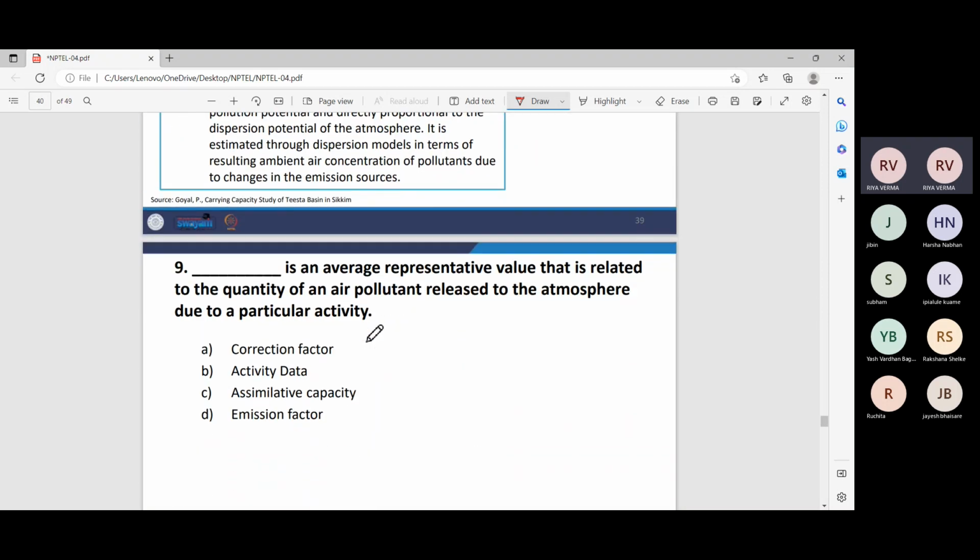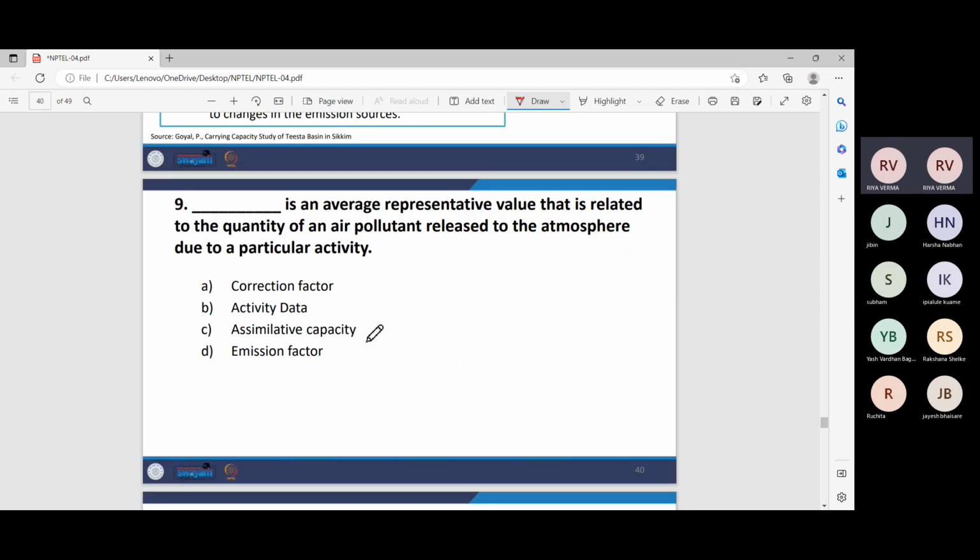Now, next question. Dash is an average representative value that is related to the quantity of an air pollutant released to the atmosphere due to a particular activity. Your correction factor, activity data, assimilative capacity, and your emission factor. Emission factor, ma'am. Emission factor.